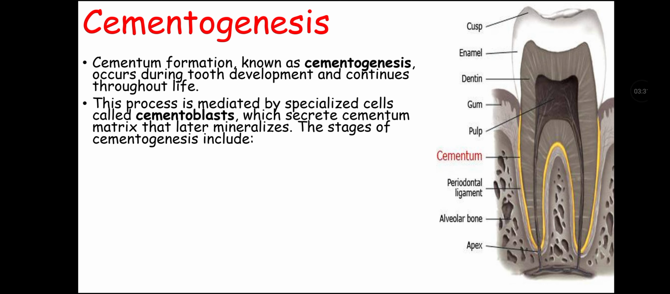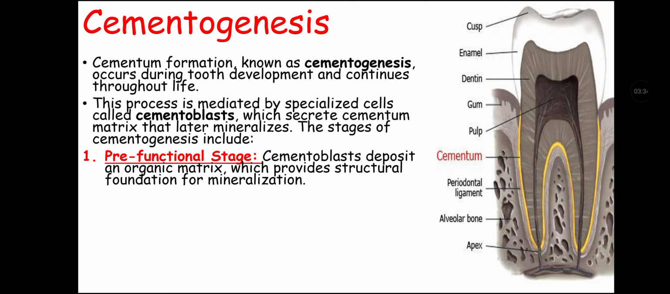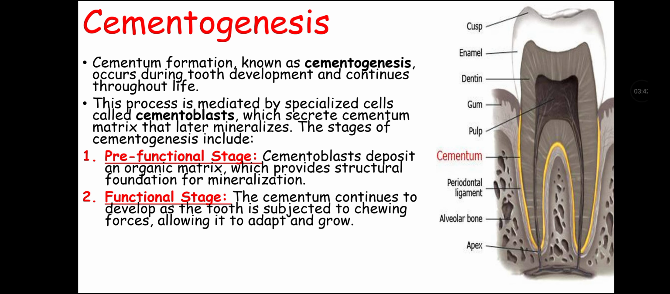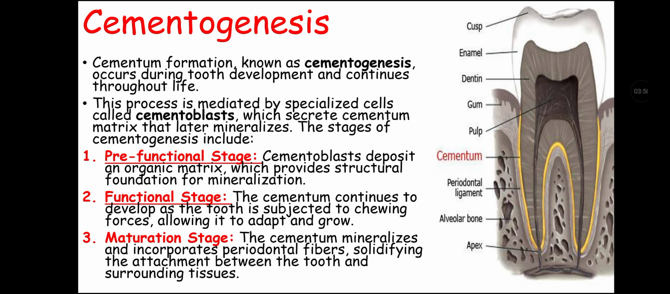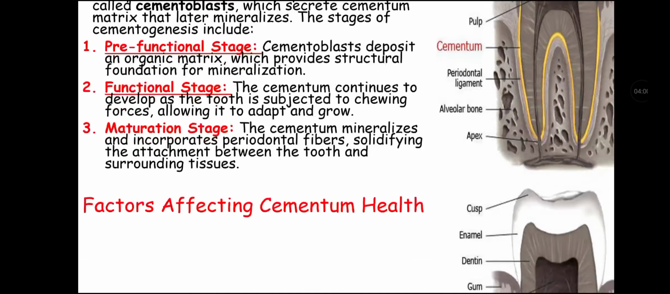And the stages of cementogenesis include the pre-functional stage, that is when cementoblasts deposit an organic matrix which provides structural foundation for mineralization. And the next stage is the functional stage, when the cementum continues to develop as the tooth is subjected to chewing forces, allowing it to adapt and grow. And the next phase is the maturation stage, when the cementum mineralizes and incorporates periodontal fibers, thus solidifying the attachment between the tooth and surrounding tissue.